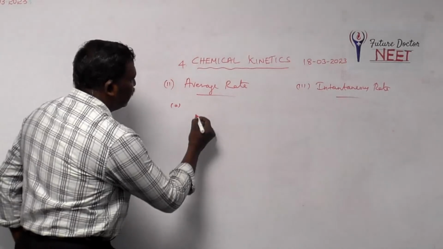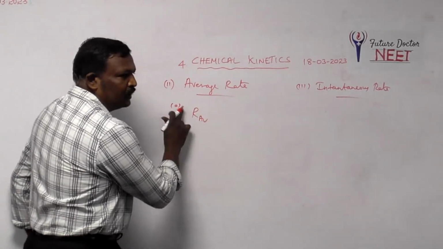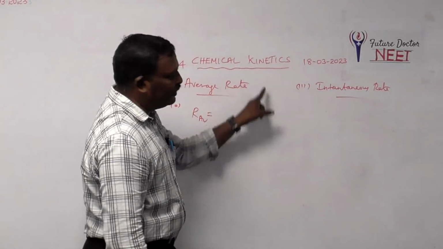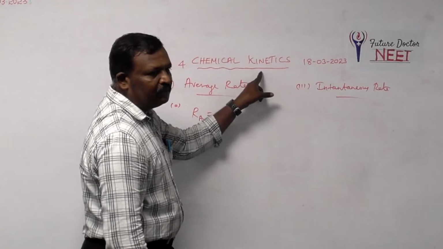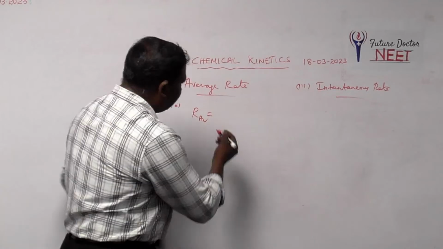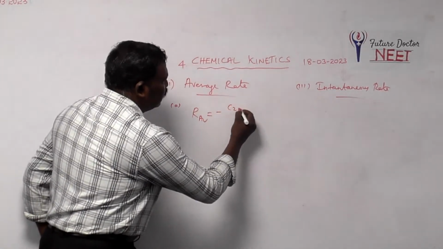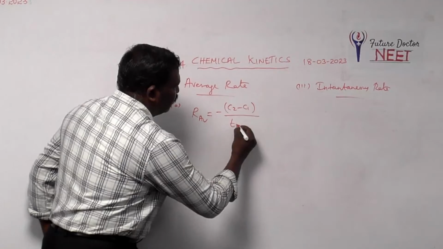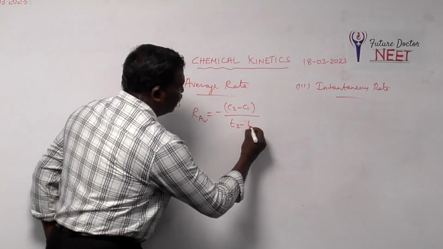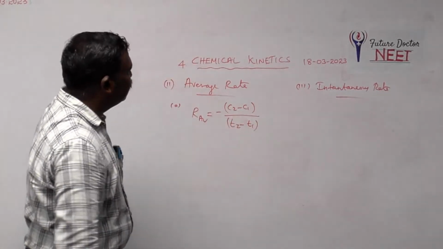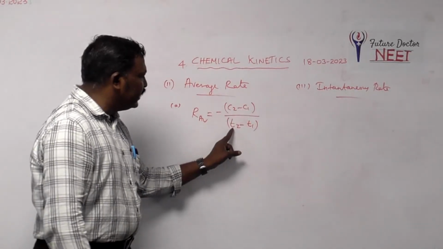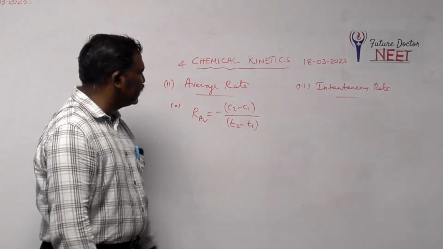Suppose here one formula is there. Rate average is equal to, I told you, if you know the initial concentration, the final concentration, the initial time, and the final time, then we can find the average rate. This is a formula: minus of C2 minus C1 by T2 minus T1. Understood? Just note down. C means concentration: final concentration minus initial concentration, final time minus initial time. That's all.